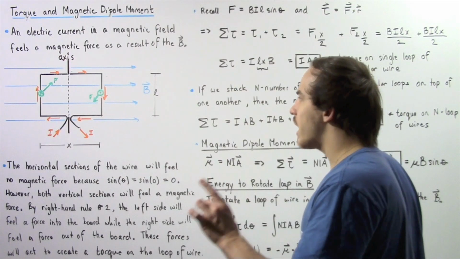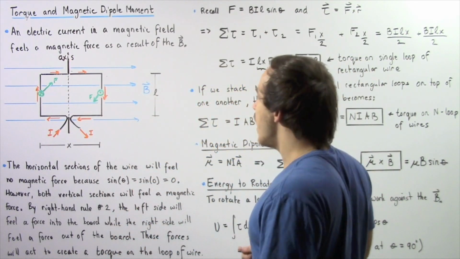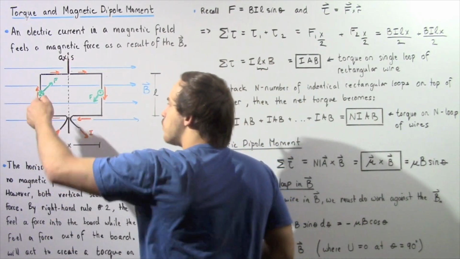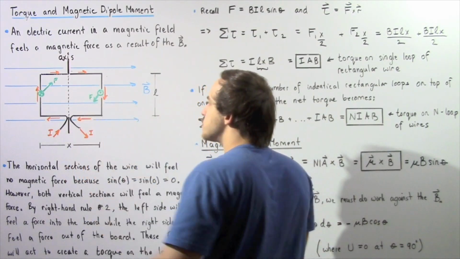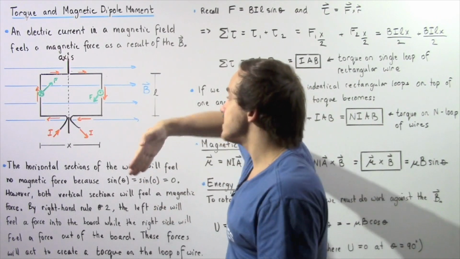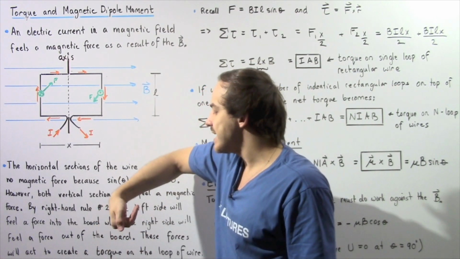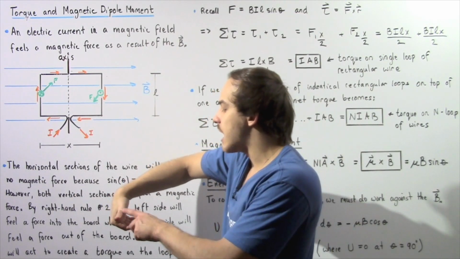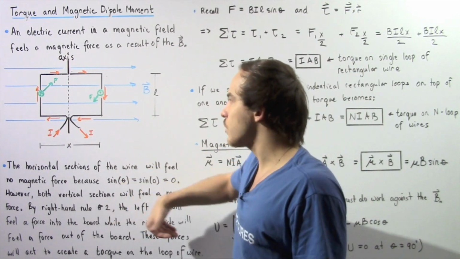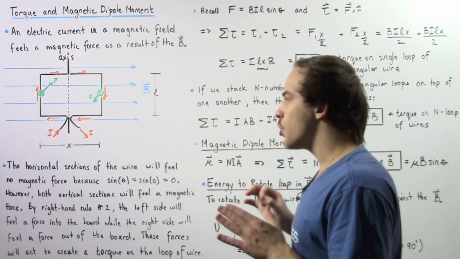This X means the force points into the board. Likewise, if we apply the right-hand rule onto this section of our conducting wire, we see the force points out of the board. So one force points into the page, the other force points out of the page. We orient our fingers in the same direction as our electric current, so that points downward. We curl our fingers, and then we extend our thumb, and that points out of the page. So these two forces will create a net torque.